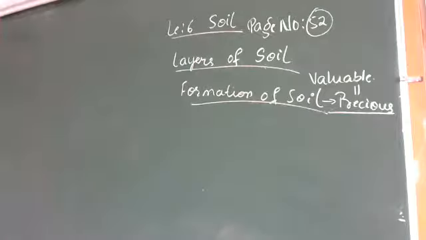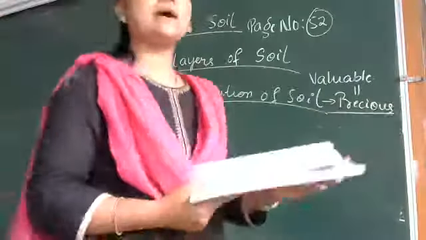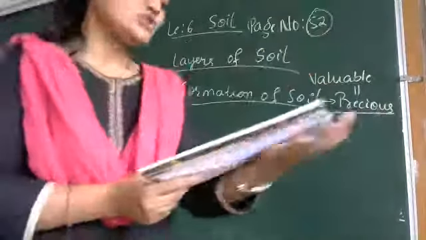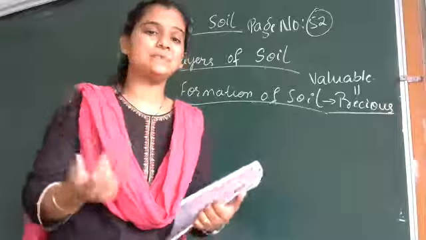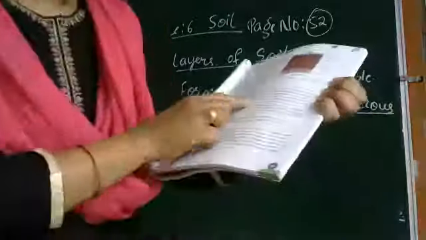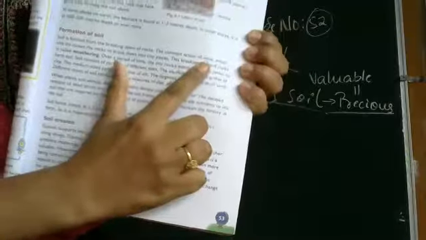Page number 53. Formation of soil. Breaking down of rocks is called weathering. Please underline. Next one: soil consists of different size particles. Weathering definition, I told you to underline. Second line: breaking down of rock fragments or rocks is called weathering. This part you will have to underline.